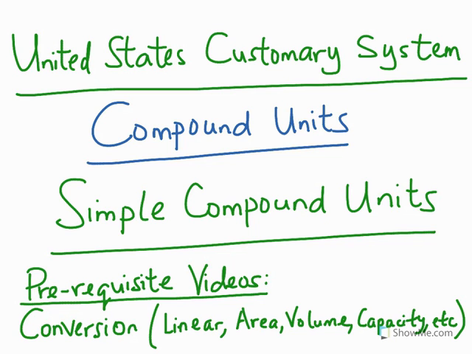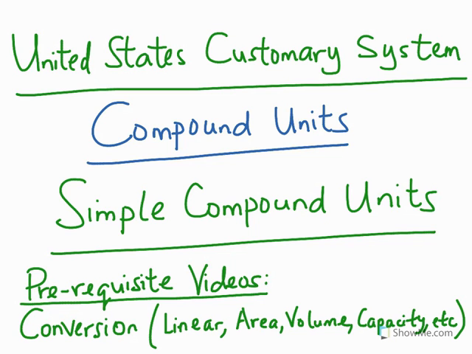It can also involve a fundamental unit and a derived unit, like pressure, mass over area, which is pounds per square inch or pounds per square feet. In this case, the pound is the fundamental unit, and then the square inch or the square feet is the derived unit.